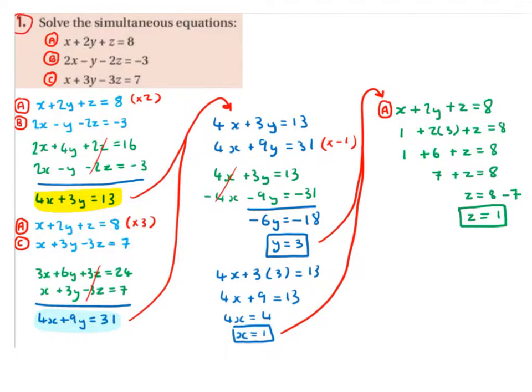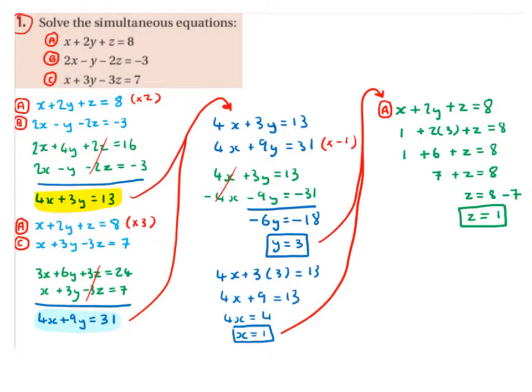Solve the simultaneous equations x plus 2y plus z equals 8, 2x minus y minus 2z equals minus 3, and x plus 3y minus 3z equals 7. So solve means find the unknowns. So we want to find what x, y, and z are all equal to.